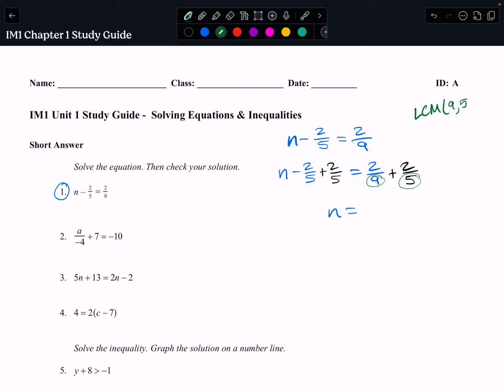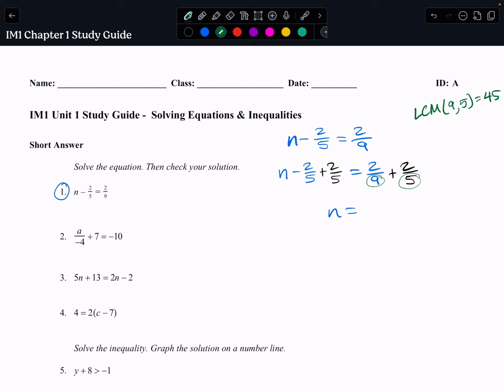of 9 and 5? So remember, multiples of 9 are like, if you count by nines, 9, 18, 27, 36, 45, 54, 63, and so on, right? And multiples of 5, or when you count by 5s, 5, 10, 15, 20, and so on, you'll find that the least common multiple of those two numbers is 45. It's actually just 9 times 5 in this case.